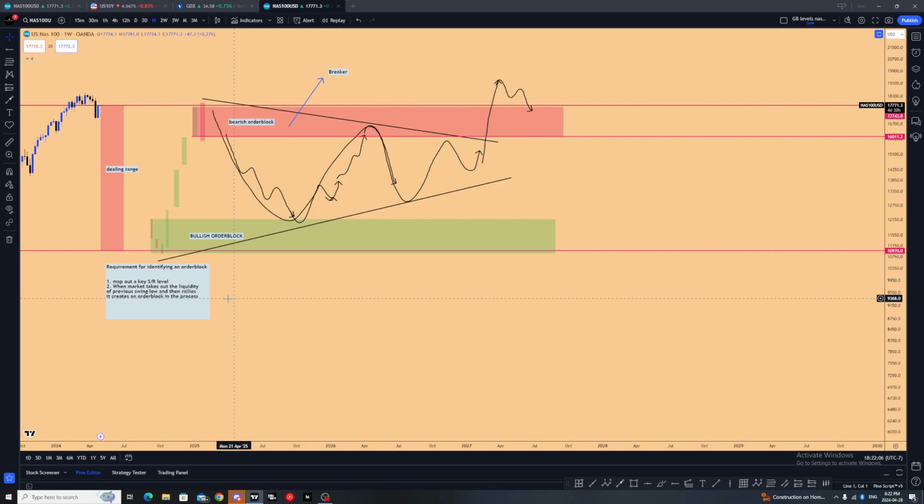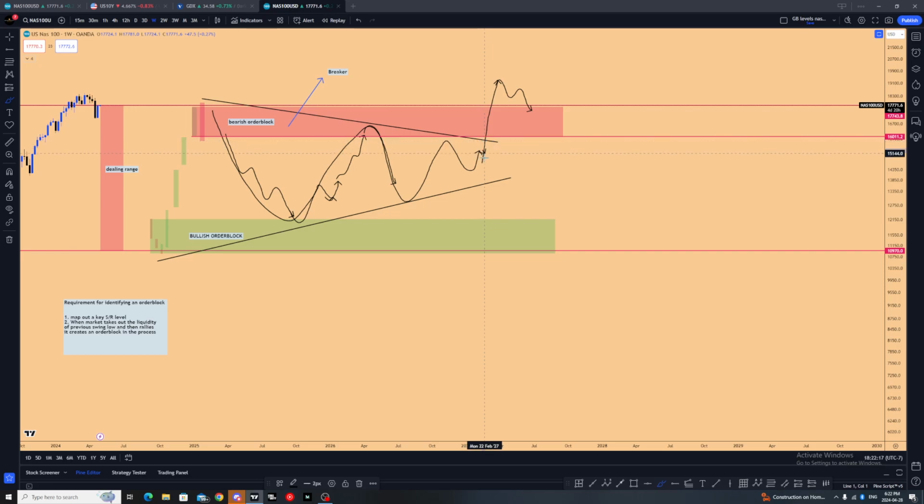Similarly, if the market were to actually break down, let's say the market actually did not rally, instead it went down and it broke the support zone. Then when it pushes back up, this bullish order block is also a breaker, except it's a bearish breaker.